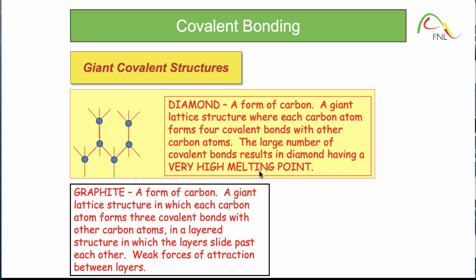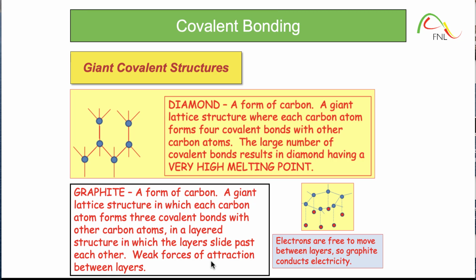Now, graphite is another form of carbon, and it's got a giant lattice structure in which each carbon atom forms 3 covalent bonds with other carbon atoms in a layered structure in which the layers slide past each other. There are weak forces of attraction between layers, and you won't realise it, but you use this every day when you use a pencil. Now, a pencil is made of graphite, and this is a graphite molecule here. When you're writing with a pencil, you're literally rubbing off layers of the graphite onto a page of paper, and that's how you draw. Now, electrons are free to move between layers, so graphite is a jolly good conductor of electricity. In fact, it's the only non-metal that does that.